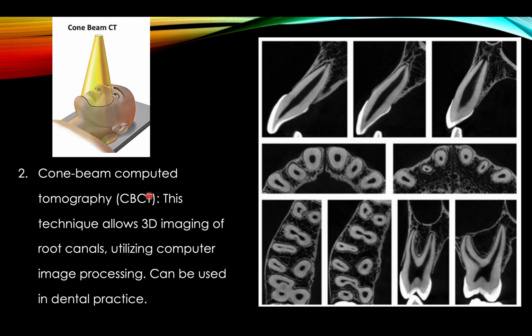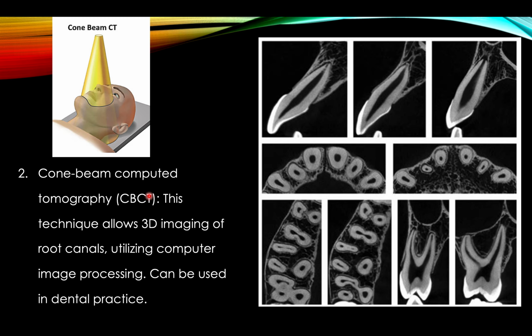Another way to study the anatomy of the dental pulp is using cone beam radiographs or cone beam computed tomography. This technique uses a divergent conical source of X-ray. It will rotate around the object in 360 degrees. It will rotate around the head of the patient, taking multiple serial projection images. So you will be able to see slices of the tooth.